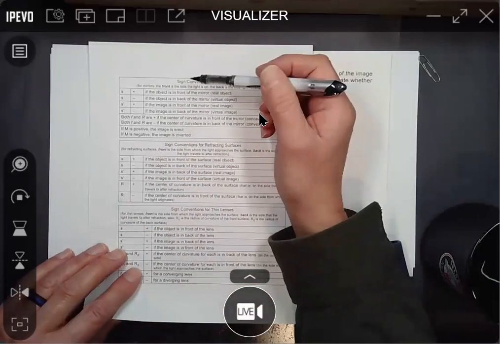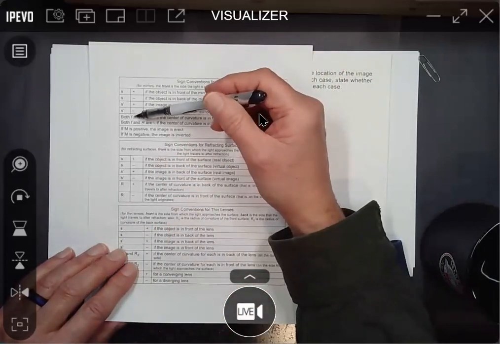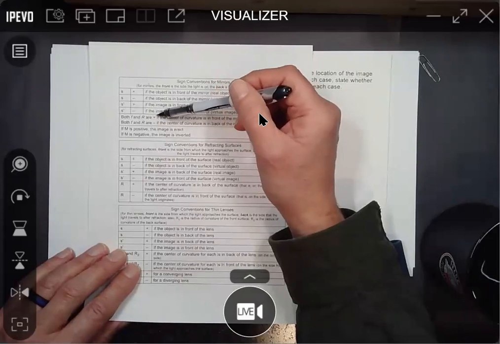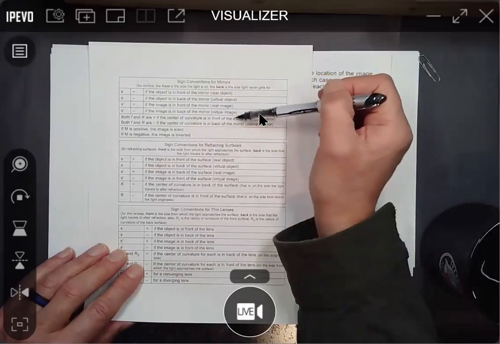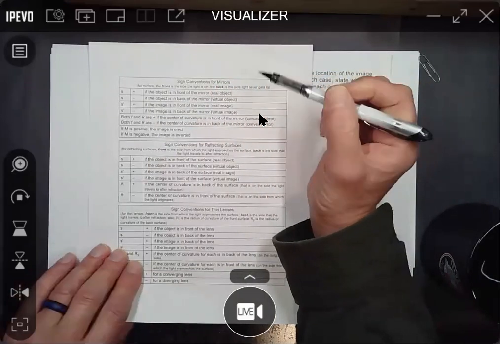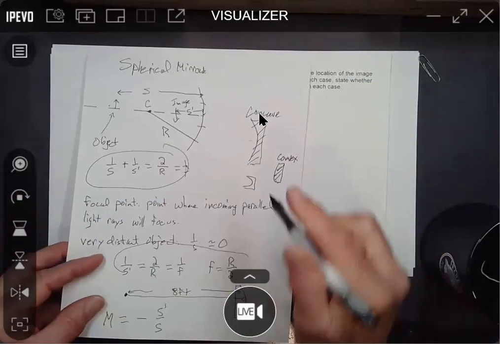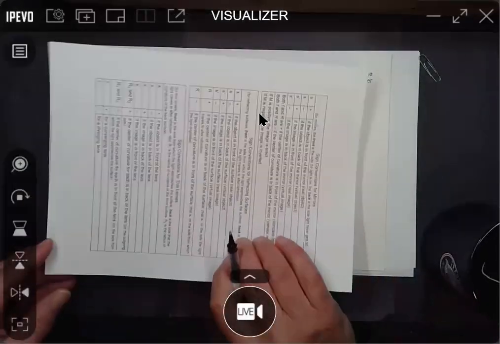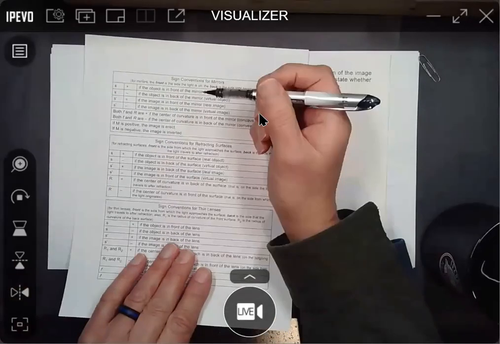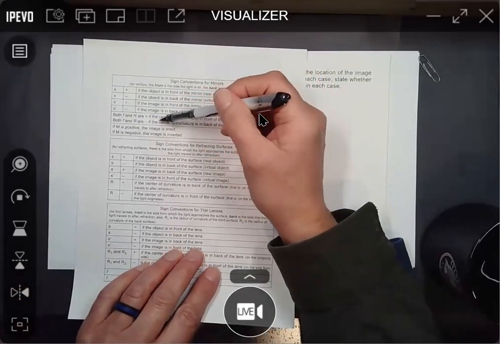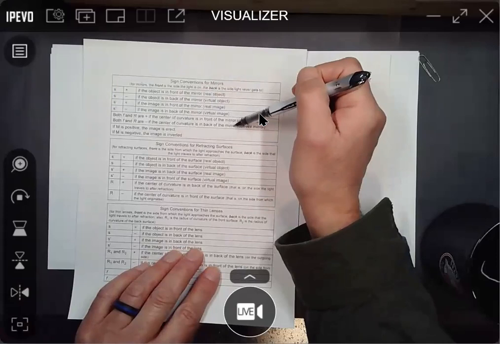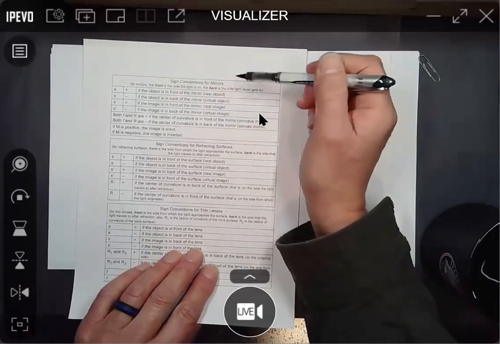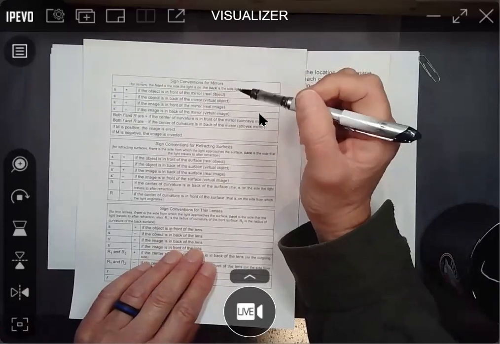And then for mirrors, the focal length and the radius of curvature are positive if the center of curvature is in front of the mirror. That's a concave mirror, like this one. And for a convex mirror, F and R are both negative. It'll be in back of the mirror. Back is the side the light never gets to.